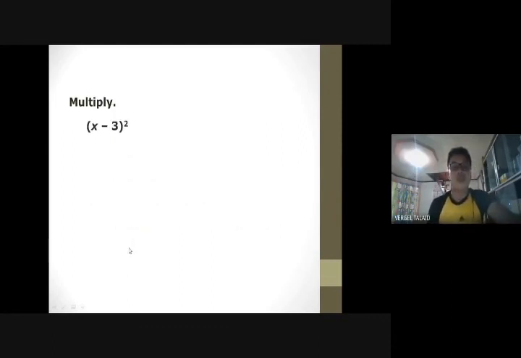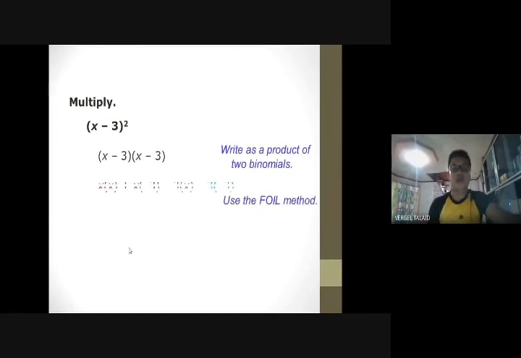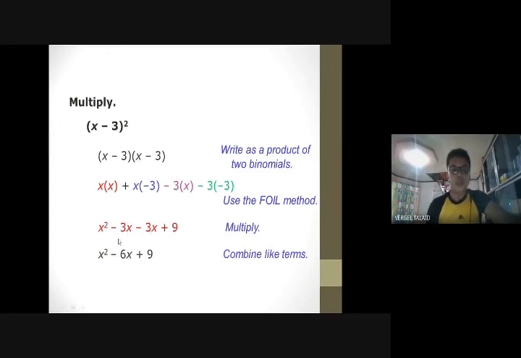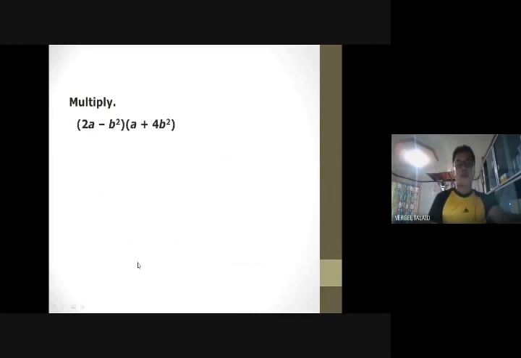Same also with this. We write the product of two binomials, then use the FOIL method. So that is negative 6x. Take note, this is like sign, not unlike sign, so this is not equal to 0. You add this negative 6x plus 9. How about this example? The same also, use the FOIL method.